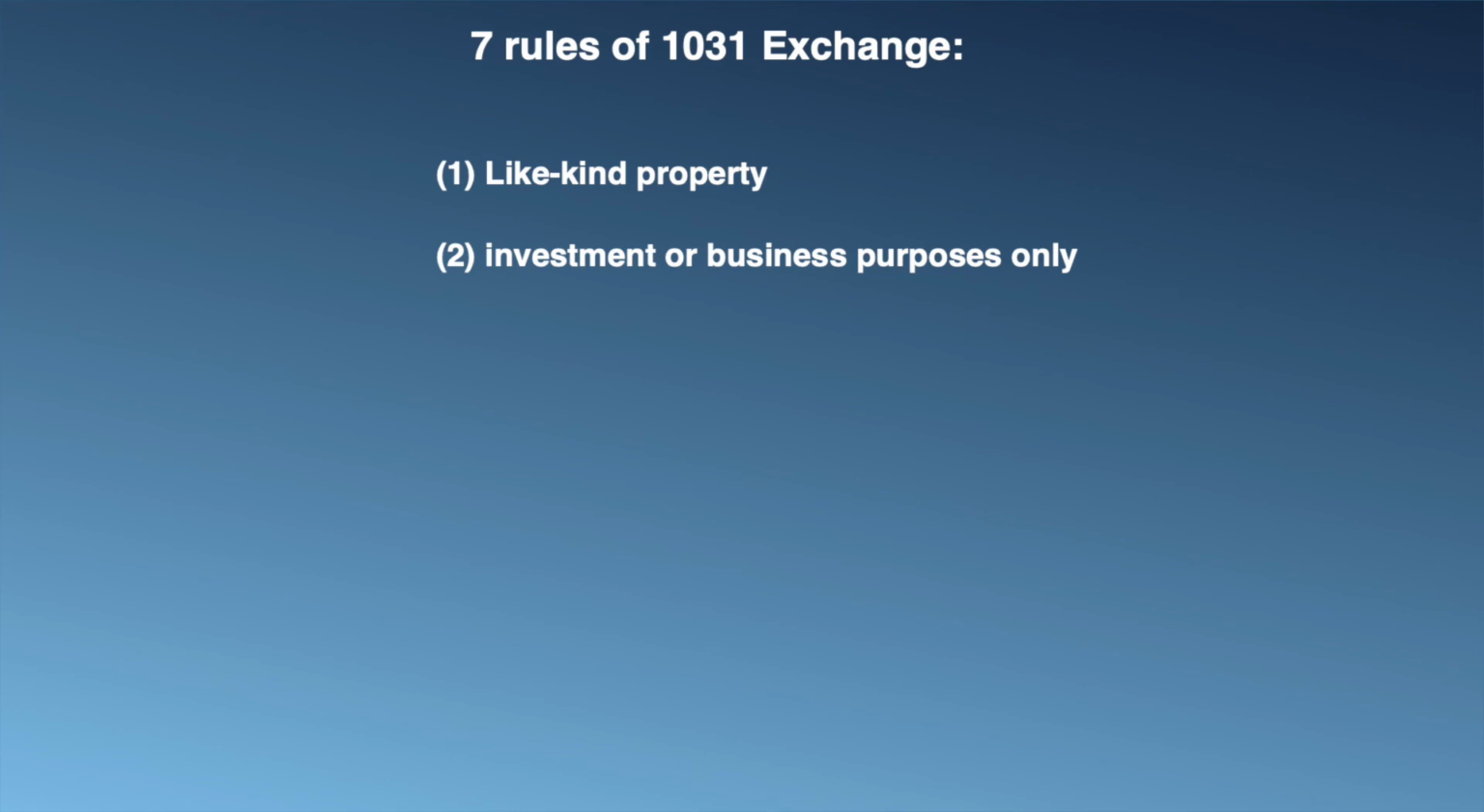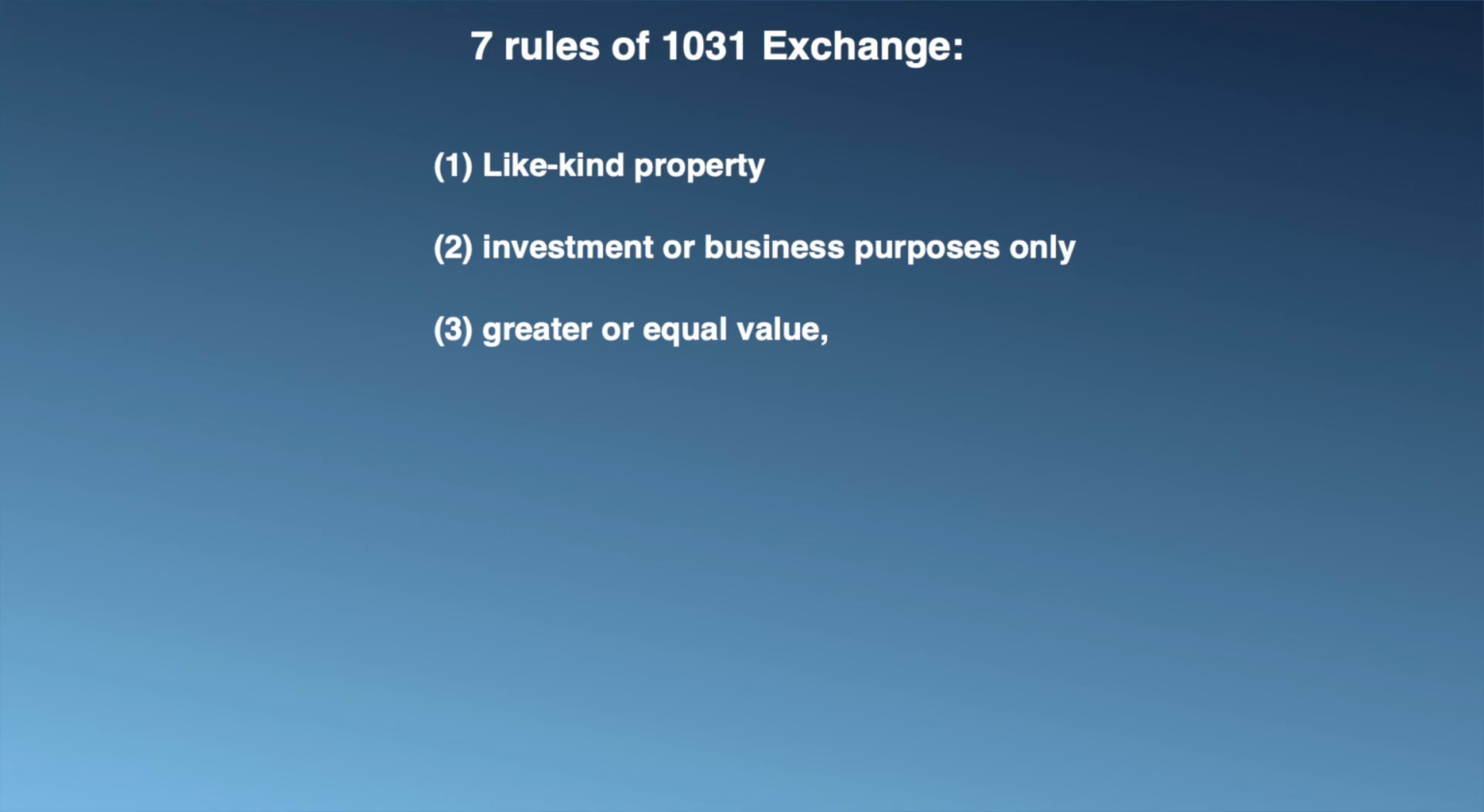Now, you don't have to buy just one property. You do have the ability of buying multiple properties as long as it follows the rules, being like kind, and the dollar amount has to be a certain amount, and we'll get into that in a second. Rule number 2, again, it has to be investment purposes or for business purposes. It cannot be for personal use.